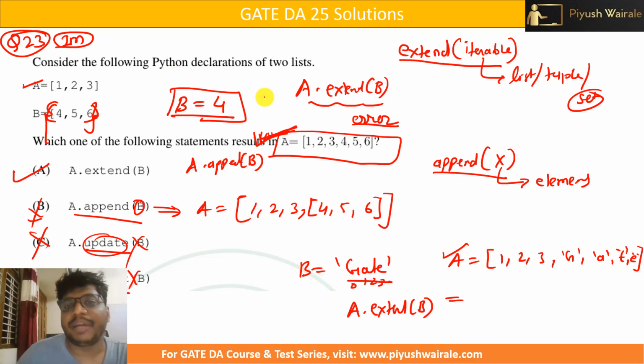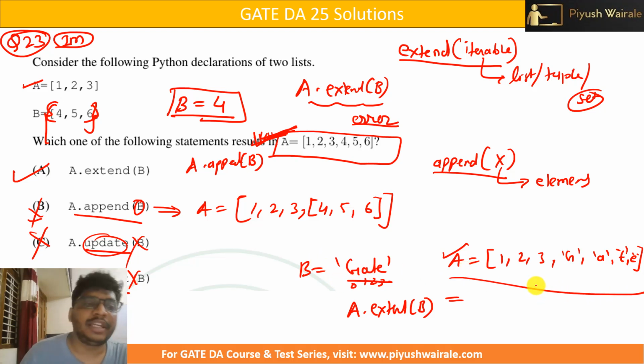For the integer data type, extend will throw an error. For an iterable like a list, tuple, or set, it will give us the required output. But in the case of a string, it will give this particular output. Very important thing to note down here.